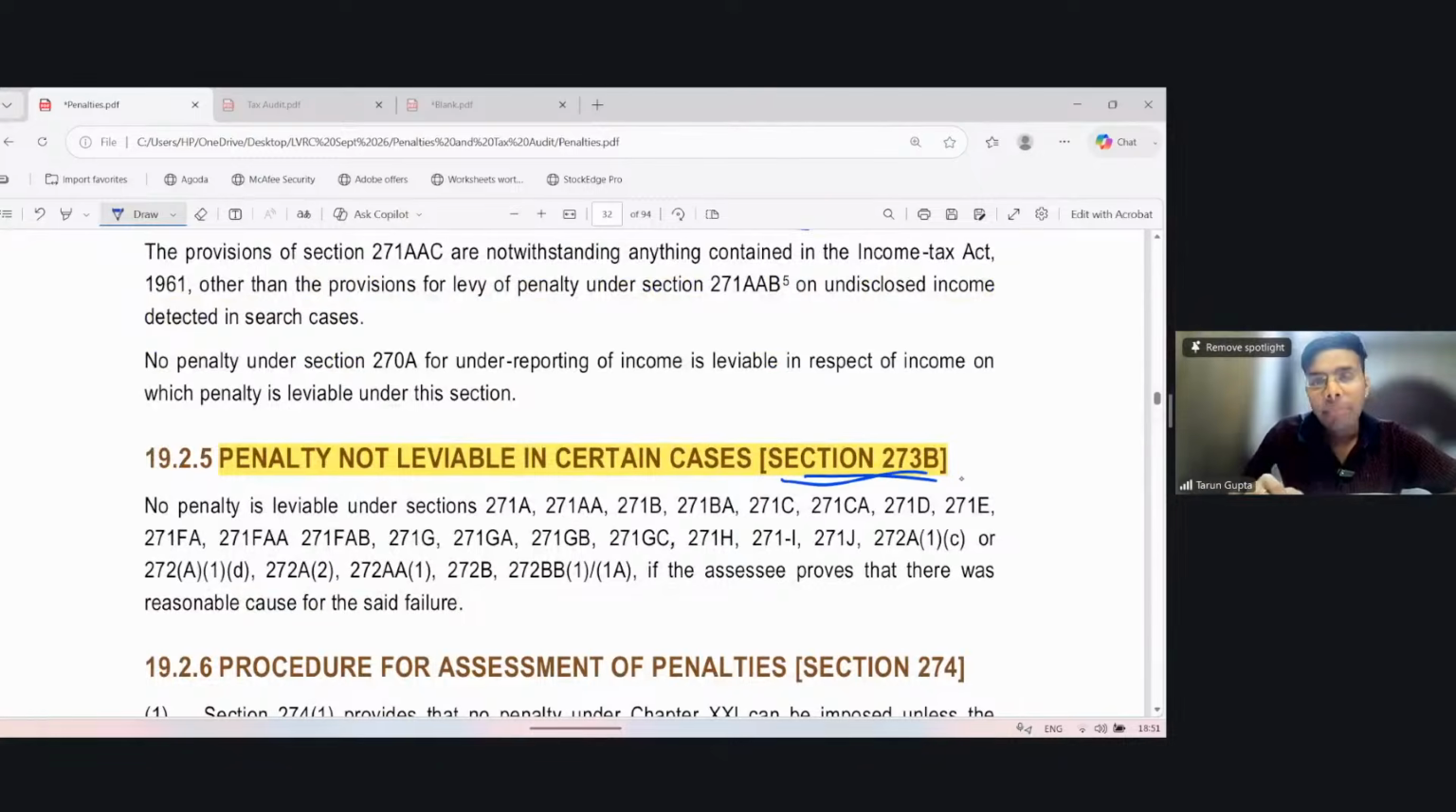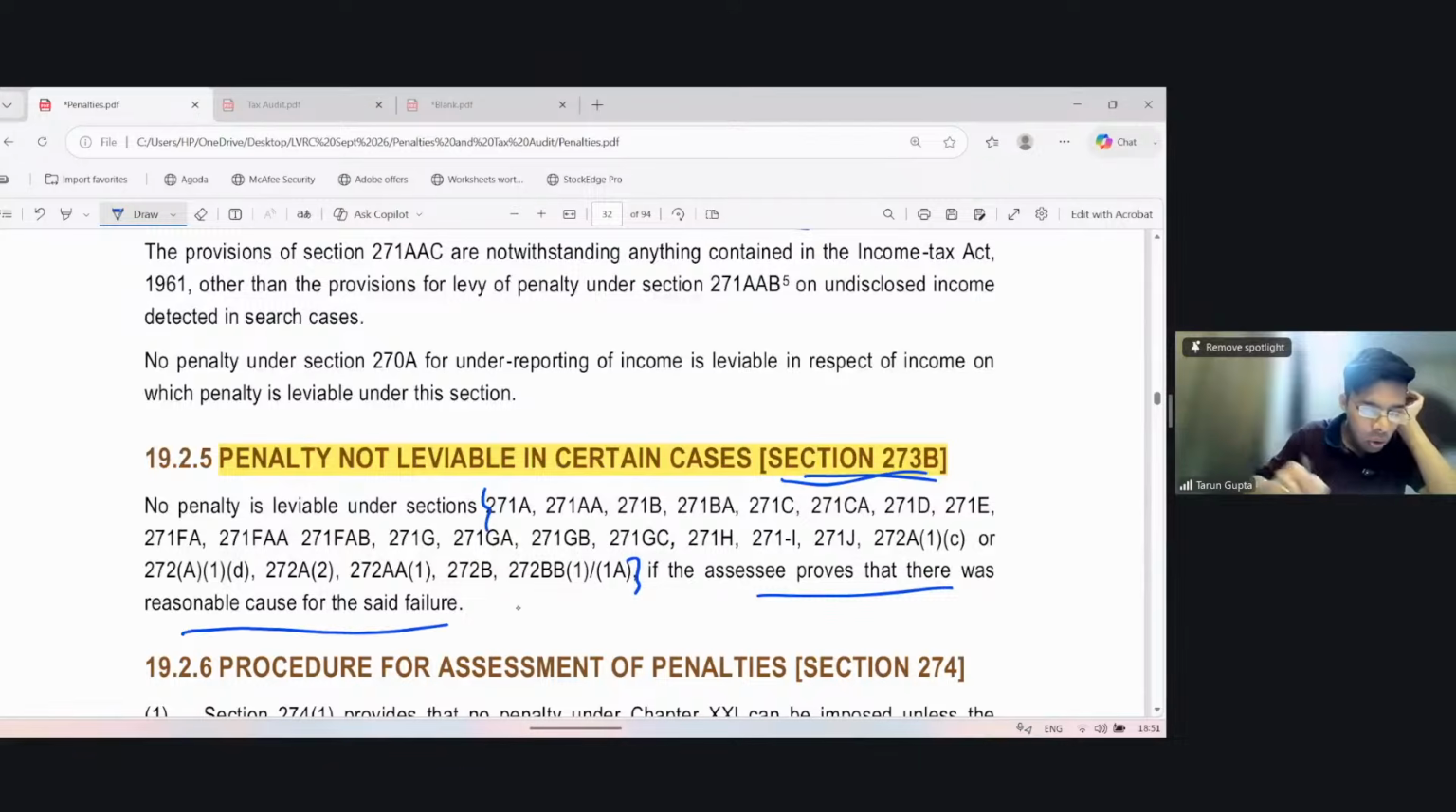Section 273B. Very important section, though very small, but practically it's used a lot. It says that penalty is not leviable under all these sections which we discussed in the table just above. The penalty is not leviable if the assessee proves that there was a reasonable cause of the said failure. So penalty is levied only if there was no reasonable cause. If there is any genuine reasonable cause, and because of that reason the assessee could not comply with the provision, and if the assessee explains such cause and the AO is satisfied, then the penalty is not levied.